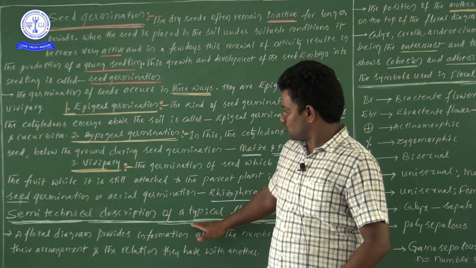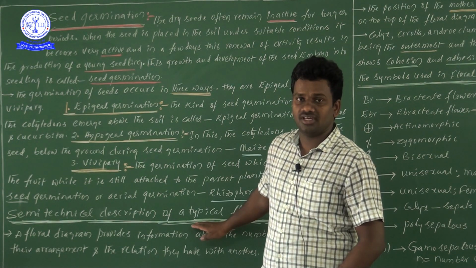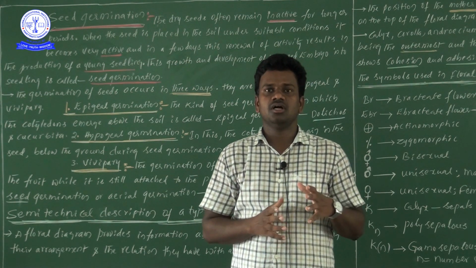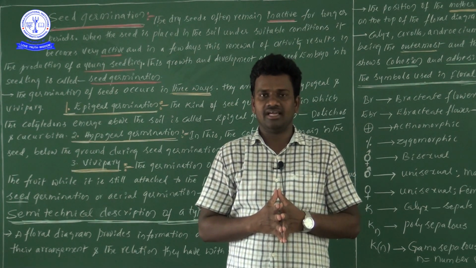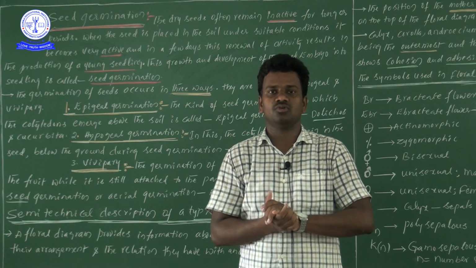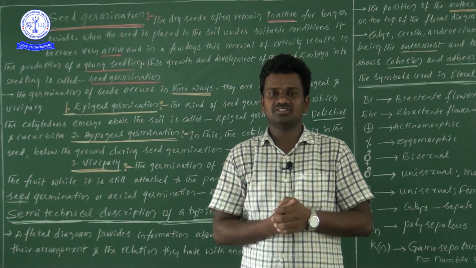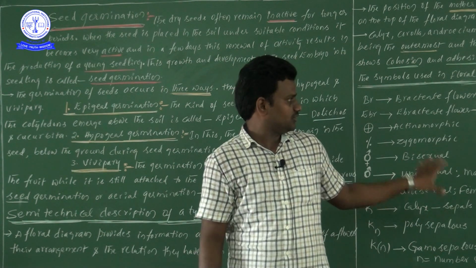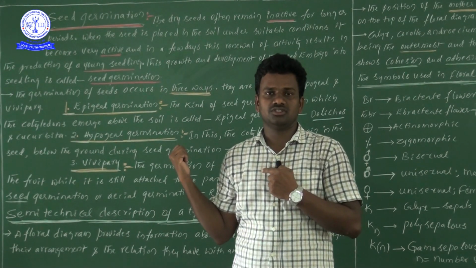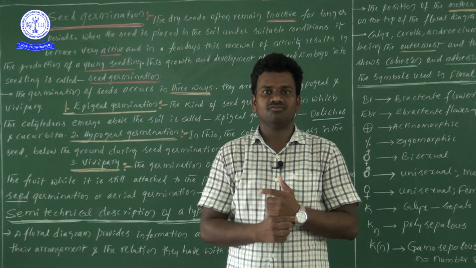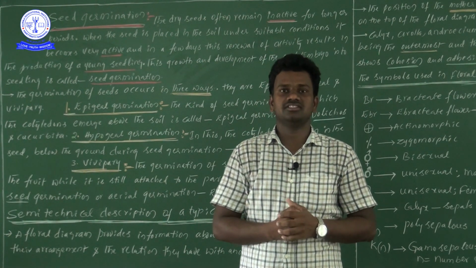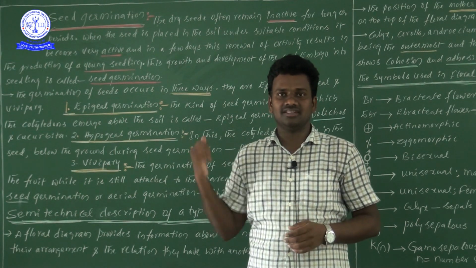From here onwards, the semi-technical description of flowering plants. From here onwards we will concentrate on families. From our subject point of view, there are three families given in our textbook, and we will learn the information on these three families exclusively. Before learning the families or the description of flowers, we need to learn somewhat technical information. So after completing seed germination, we will focus on the technical or semi-technical description of flowering plants. Come, let us have a look.